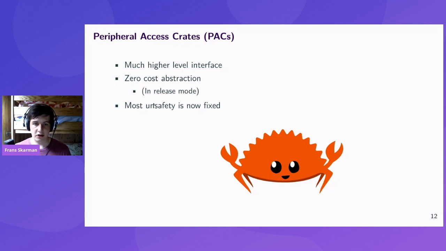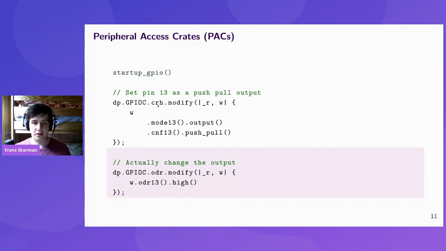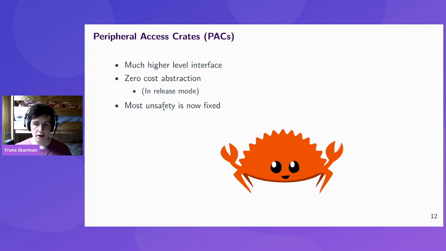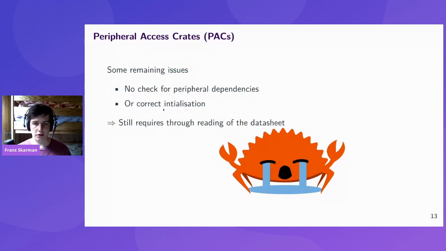We fixed most of the unsafety now as well. There's no unsafe in this code example, but there is some unsafe in some cases when working with PACs. Unfortunately, there are still some issues. The key one is that there's no check for dependencies between peripherals. Earlier, I said that you need to start the GPIO function before you can configure the registers. That's done through that start GPIO function, but there's never any check that we run that. If we don't, the program will misbehave, and we'll only find out at runtime after a whole lot of debugging.